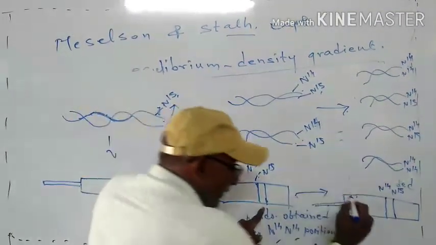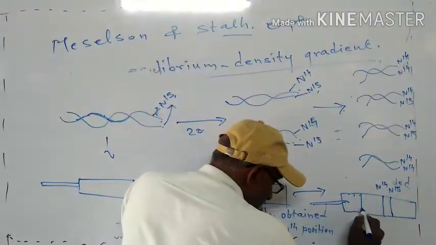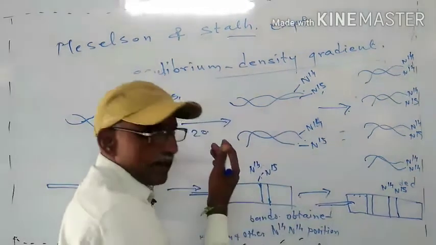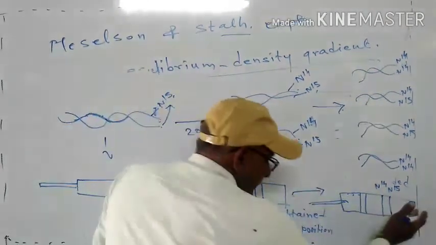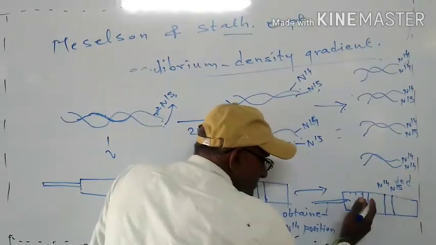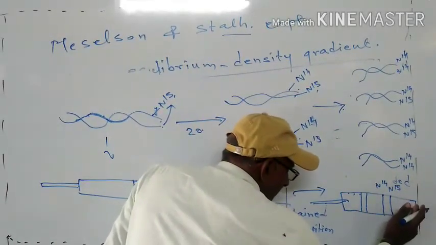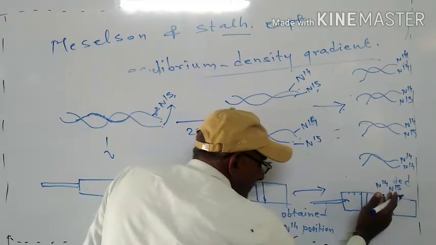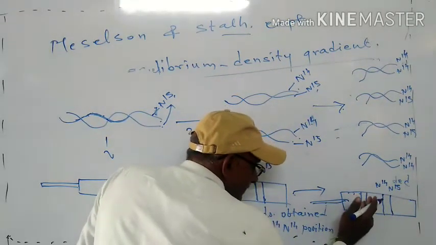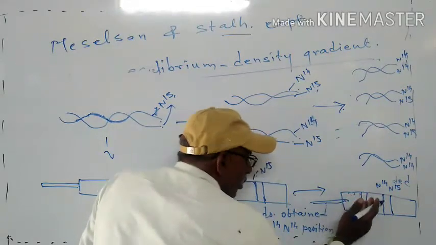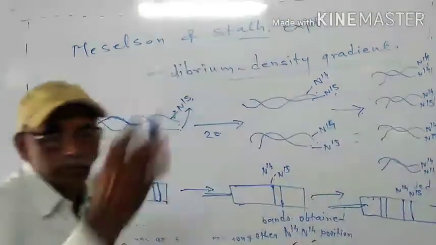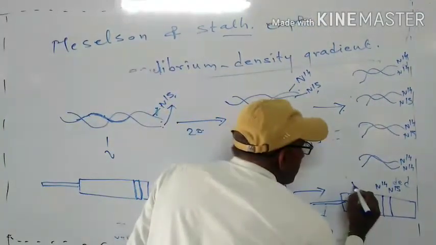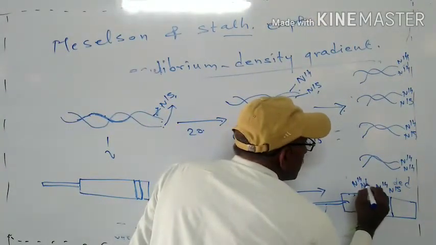And here a new band is formed. Here this is light nitrogen. Light nitrogen is at the upper side because in the density gradient, heavy particles form bands lower, and lighter ones higher, with the lightest at the top position of the test tube. So this is of N14 and N14.